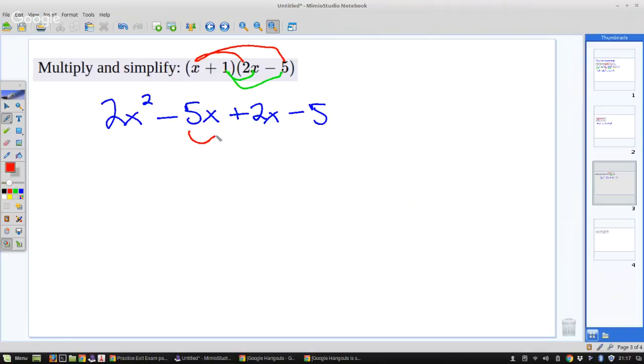Sometimes you end up with like terms after multiplying a couple of polynomials. In this case, we have a pair in the middle. -5x's plus 2x's leaves me with -3x's. And the other terms just get carried along. And boom, we're done. That's the product of those two binomials.